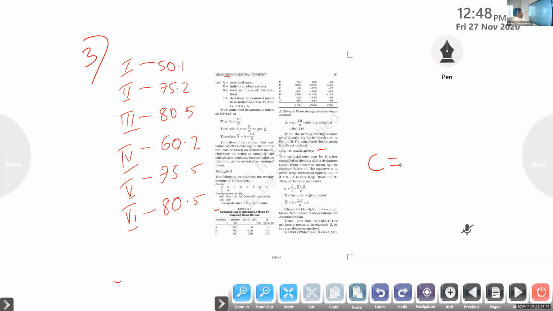X bar is equal to a plus sum of d dash divided by n into C, where d dash is equal to x minus a divided by C, that's a common factor, n is the number of observations, and a is the assumed mean. Thus you can calculate the arithmetic mean in example 2 by the step deviation method. X bar is equal to 850 plus 266 divided by 10 into 10. So you got the same answer, 1116.